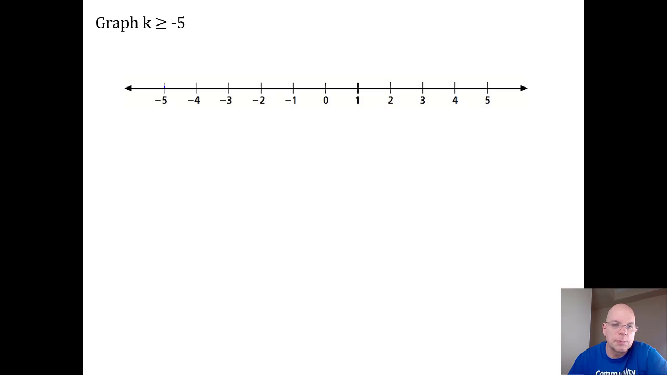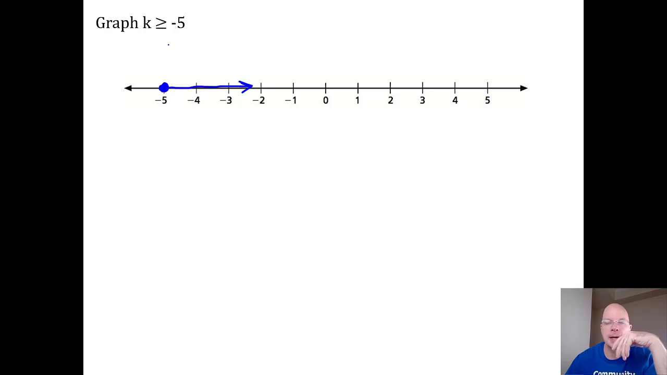The first decision is, do we put a solid dot or an open circle? Since k could be exactly equal to -5, we should put a solid dot. K is greater than or equal to, so k could be -5 exactly. It could also be any values greater than -5, so the arrow should go to the right to indicate that the solution set includes all the values greater than -5 as well as -5 itself. That's how you graph an inequality like that.